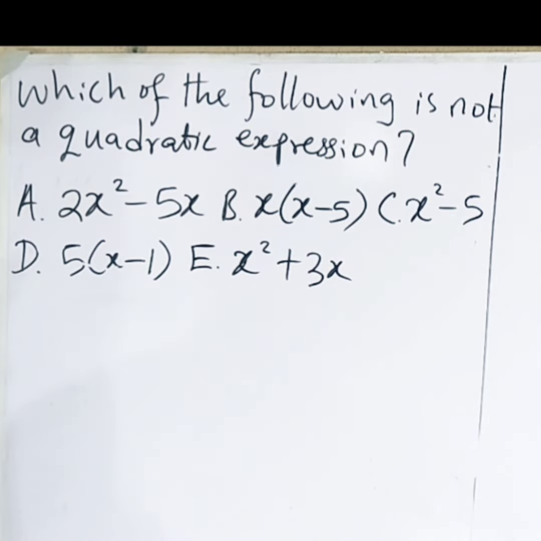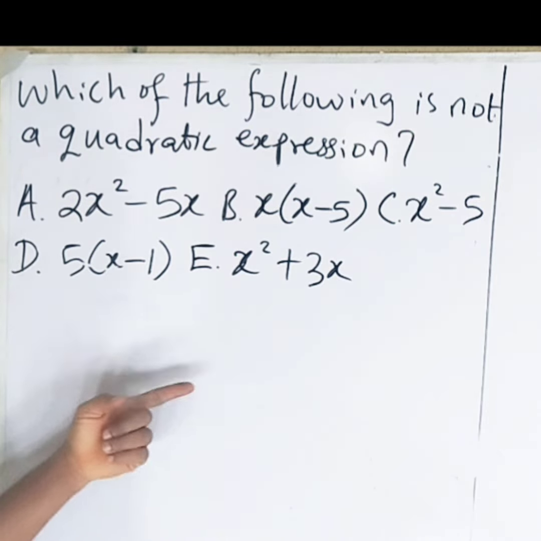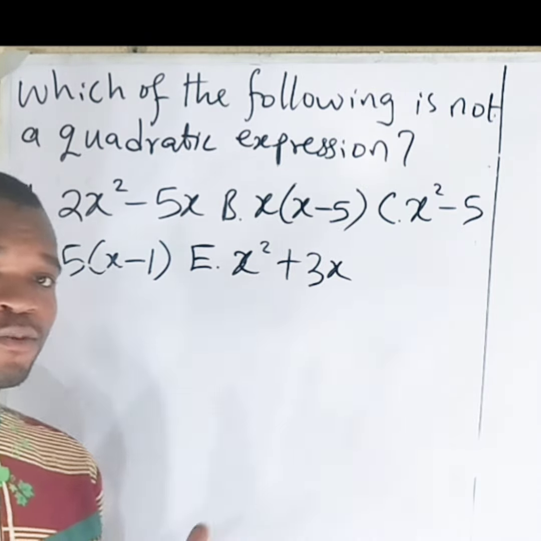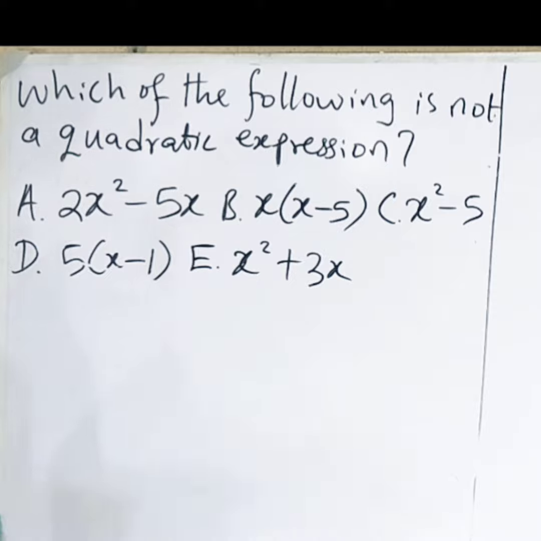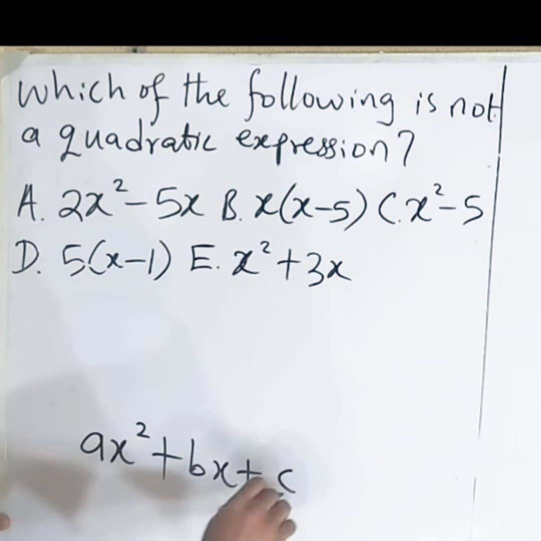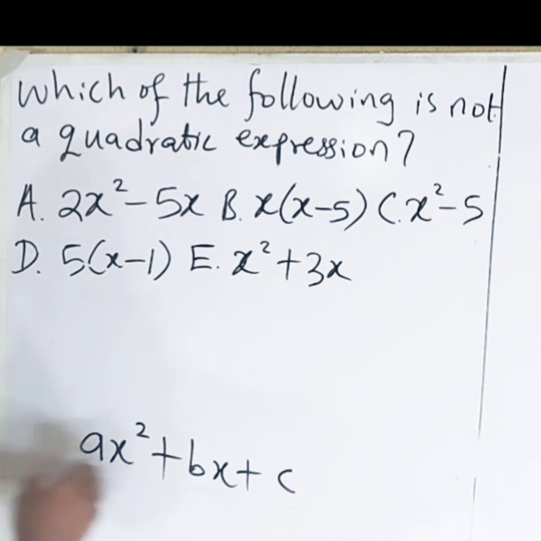But before we can identify the one that is not a quadratic expression, first of all, we need to know what a quadratic expression looks like. The general form of a quadratic expression is given as ax squared plus bx plus c. This is how a quadratic expression looks like. What actually makes this expression a quadratic expression is this x squared.